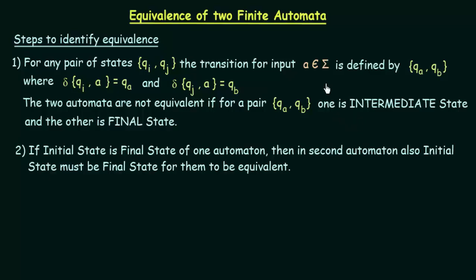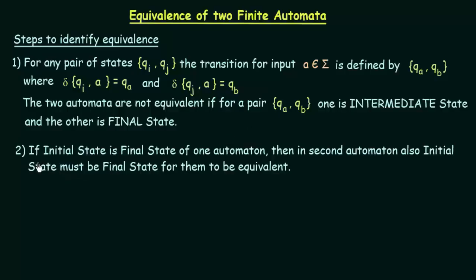If qa and qb are both final states or both non-final states, then we can say that the two automata are equivalent. That means when you get this pair qa-qb, if both qa and qb are either final states or non-final states, then the two automata are equivalent. But if qa is an intermediate state, that means a non-final state, and qb is a final state, that means if one is an intermediate state and the other one is a final state, then the two automata are not equivalent. So that is what these steps are trying to tell us. This will become clearer when we take an example.